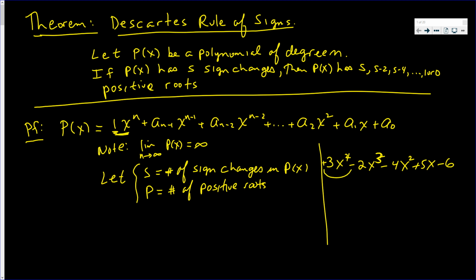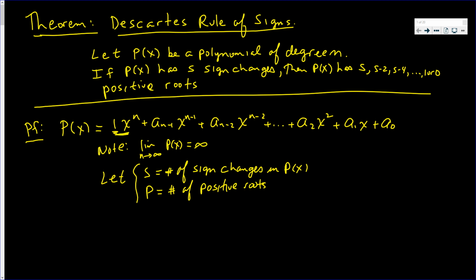From a positive to a negative, you had a sign change. From negative to negative, no sign change. From negative to positive, you had another sign change. From positive to negative, you had another sign change. This polynomial has 3 sign changes. So that's what we mean by a sign change.